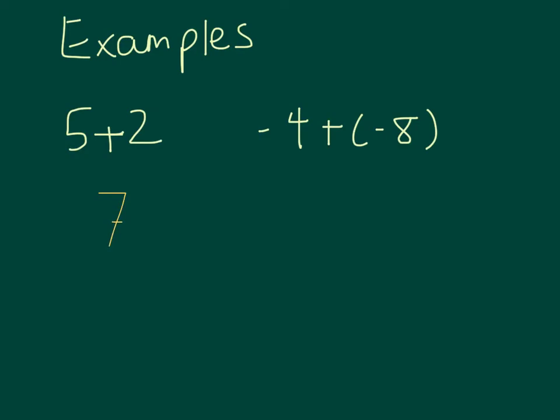Same thing if they're negatives, though. When I look at the negative 4, I forget that it's negative. I just say the absolute value of it is 4. Forget that it's a negative 8. Absolute value of that is 8. So when I add 4 plus 8, I get 12. And then I say, oh, but they're both negative, so my answer is negative.